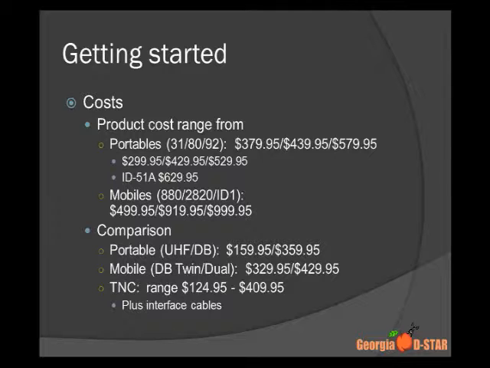The ID-51A, as I was told a minute ago, the speculated suggested retail price will be $629. If we go to the mobiles, you see those are a little bit more expensive. The 880, just under $500, all the way up to the 2820, which is a more expensive radio, but you are getting quite a bit of capabilities built into it. And the ID-1 also is a 1.2 radio.